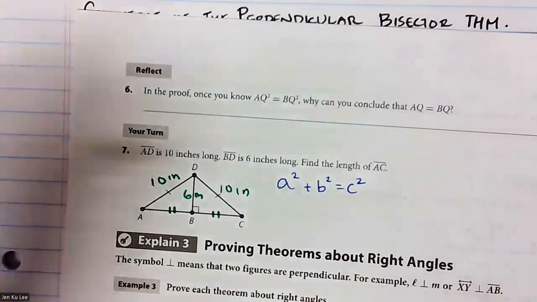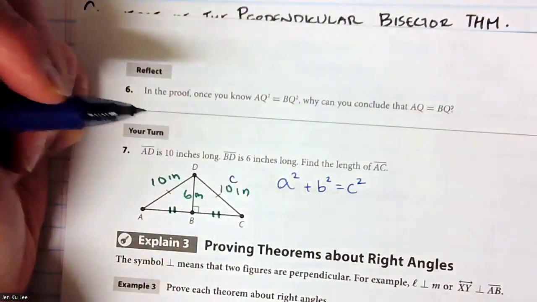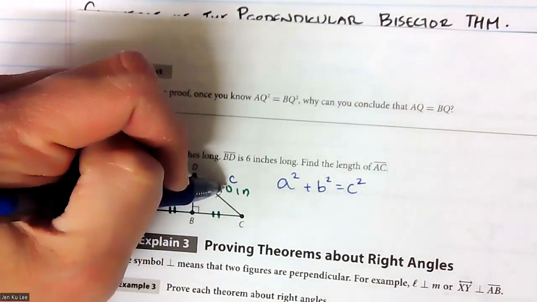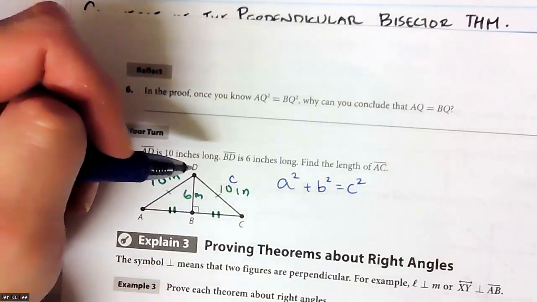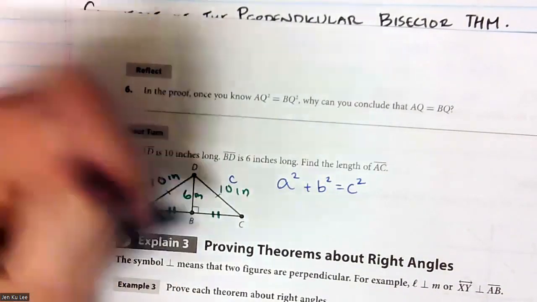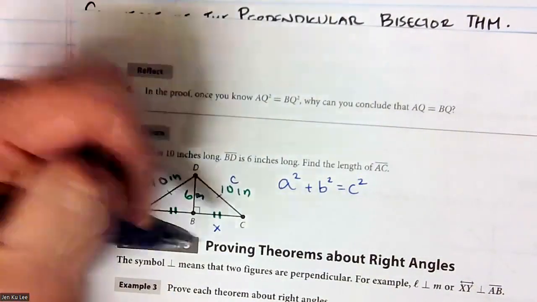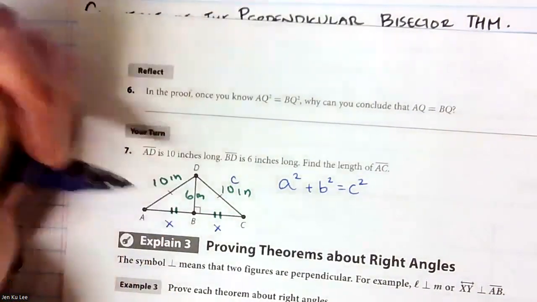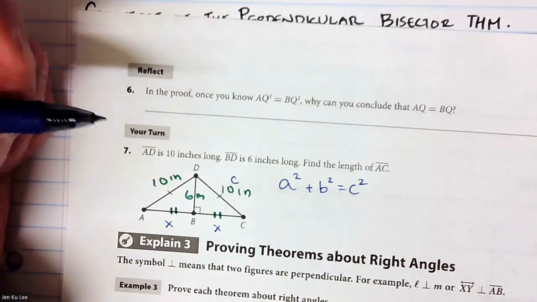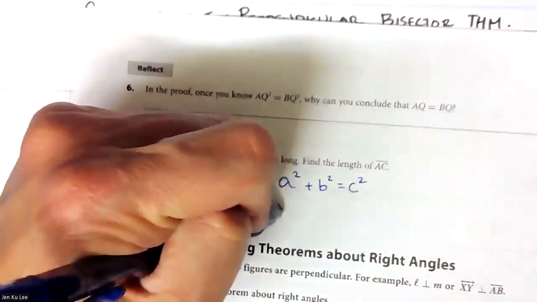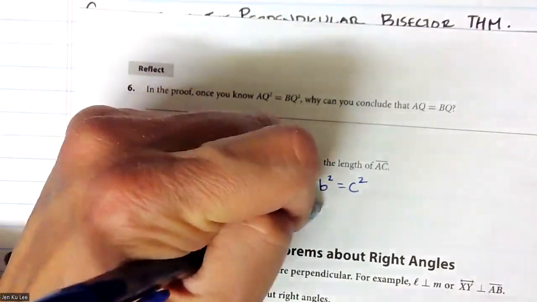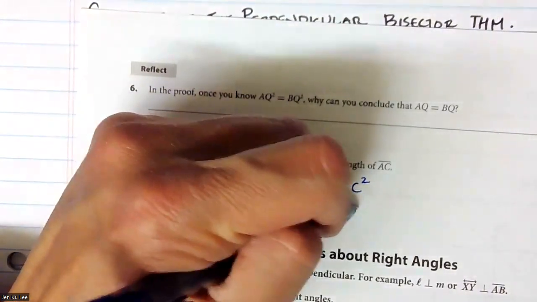Remember, C is always going to be your longest side. That's always opposite the 90-degree angle. And A and B, it doesn't really matter. I'm going to label this as X so that we can just solve for X. If this is X, then this is also X, right? Because they're equal. Okay, so X squared plus 6 squared equals 10 squared.